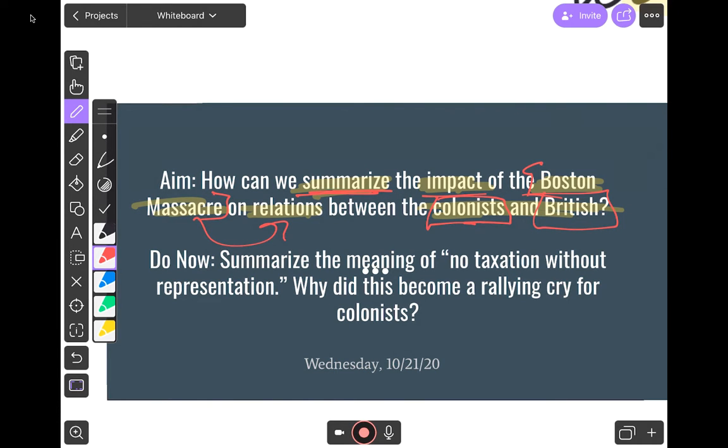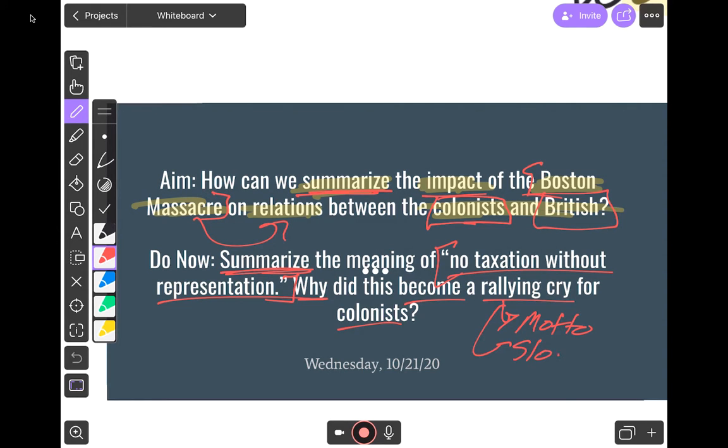So our do now goes back to something we did on Monday's activity, and it says summarize the meaning of no taxation without representation. All right, so this is a famous saying that comes out of the colonial era. Colonists use this as a rallying cry. So why did this become a rallying cry for colonists? And a rallying cry is almost like a motto or a slogan.